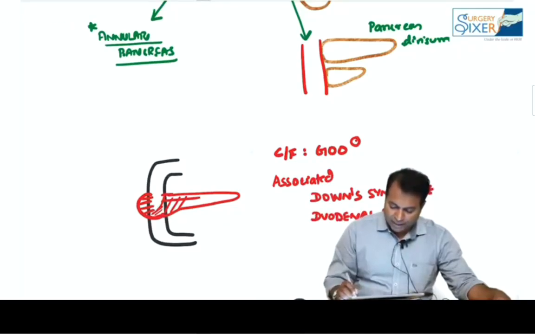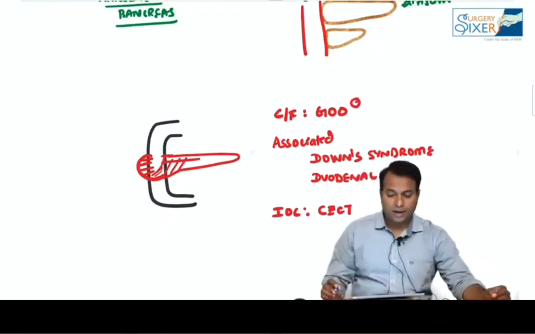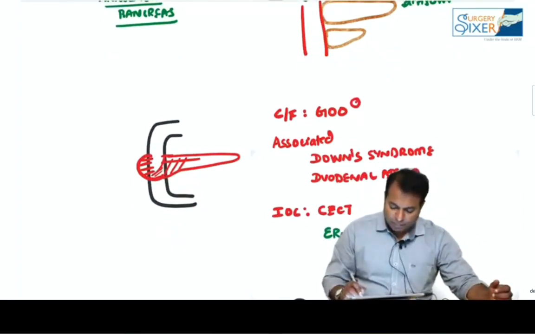It is also associated with intestinal atresia, like duodenal atresia. The investigation of choice for annular pancreas is CT scan. We can confirm there is compression seen in the duodenum, and if you want further clarity, we can go with ERCP also. ERCP will show you the absence of the ventral bud. So ERCP is also one of the important investigations.